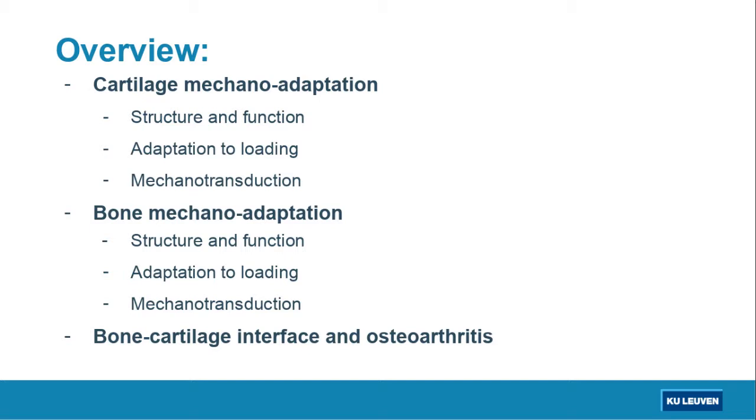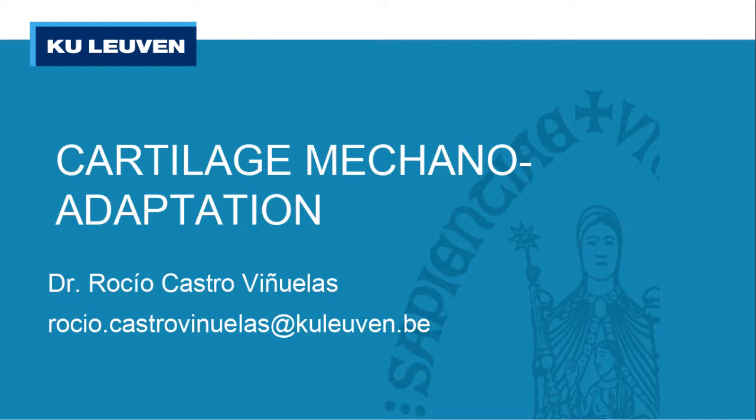As you can see here, we have divided each part of the class with a similar structure. First, we are going to refresh a little bit things that we think you may already know from your previous studies about the structure and the function of both cartilage and bone. Then we will explain how they are designed to be able to adapt to loading. And finally, we will explain a little bit more in depth the mechanotransduction process. So let's start first with the part on cartilage mechanoadaptation.